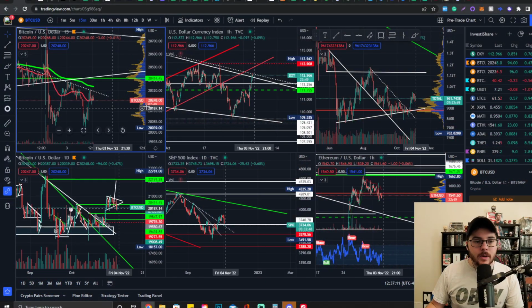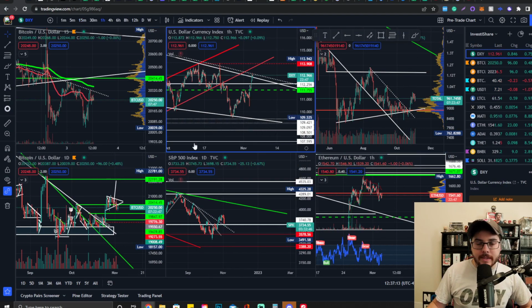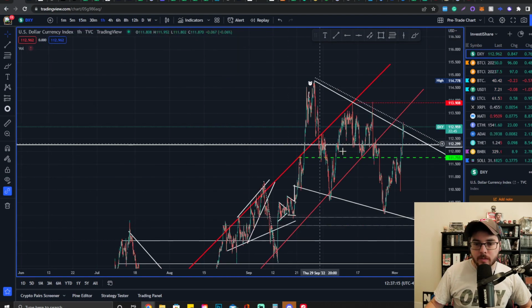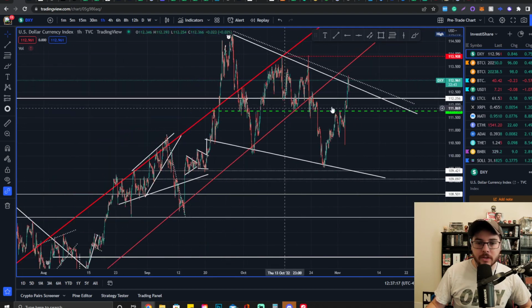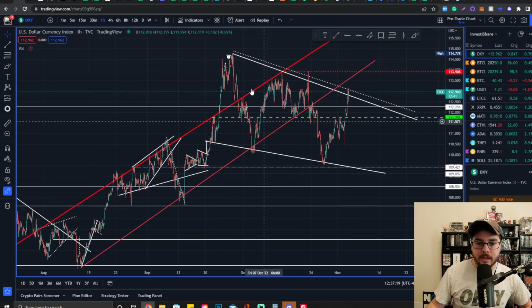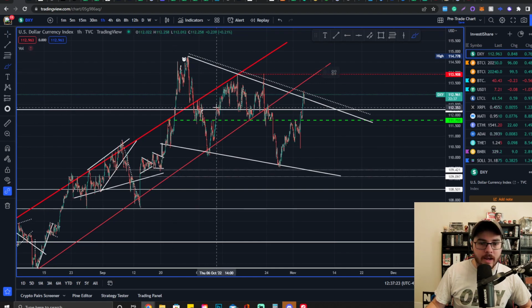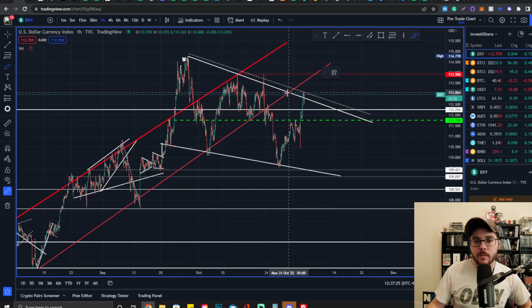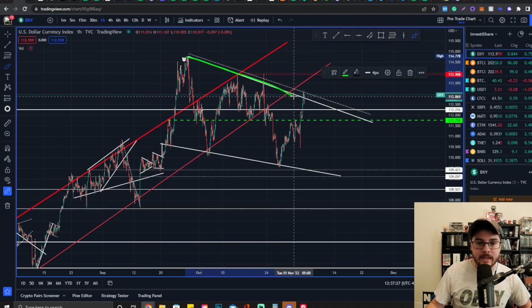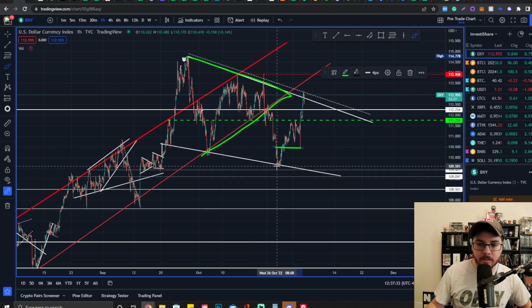All right, so the first thing we want to do is look at the DXY really quick. The DXY is currently inside of this pennant-like formation right now. We had the support bounce after we met the technical target of the last formation, the asymmetrical triangle. The technical target was around 110. We hit that target and then we got a support bounce around 109.57 and we started building this pennant formation right here.